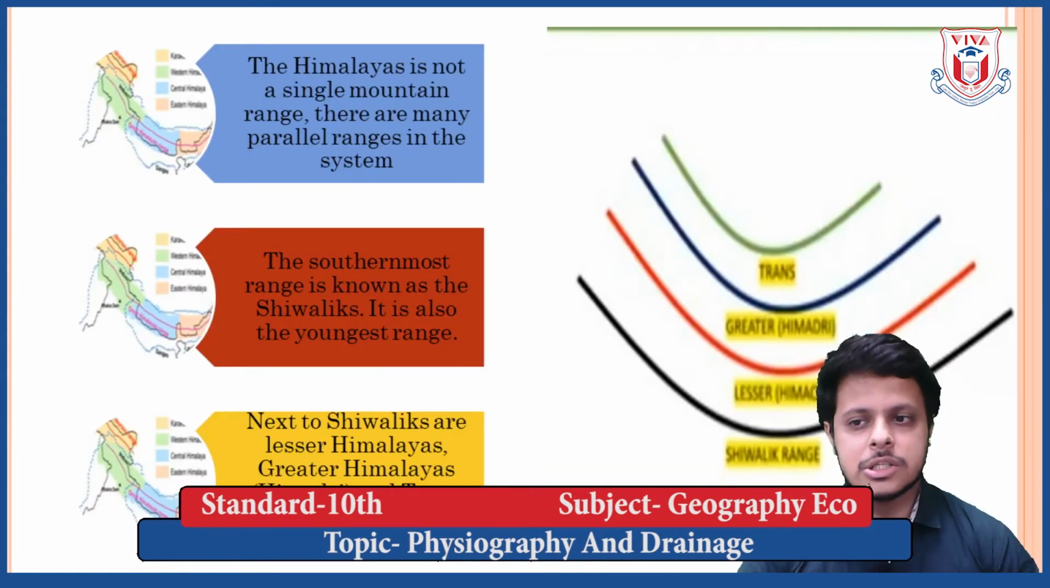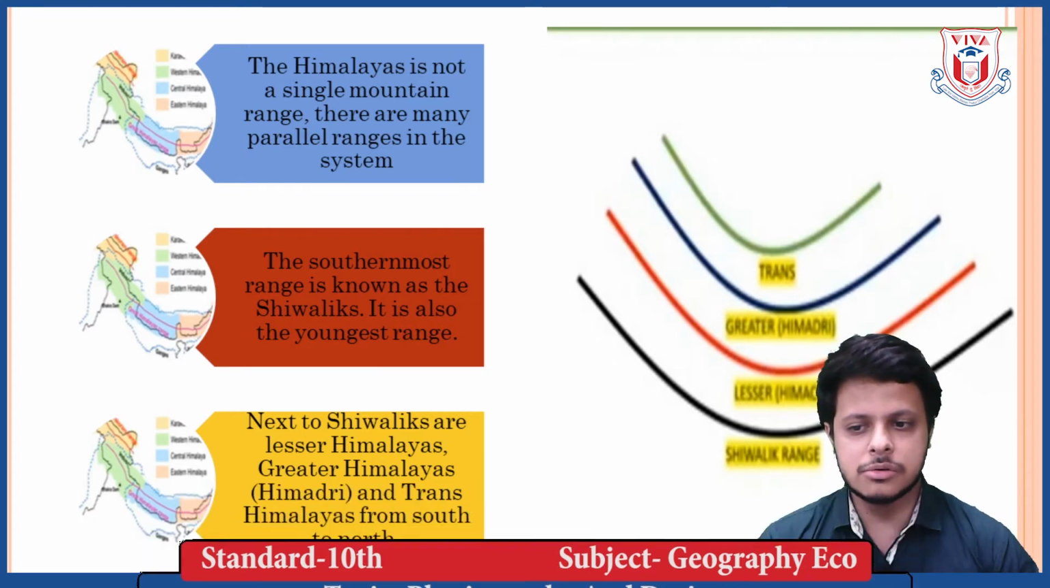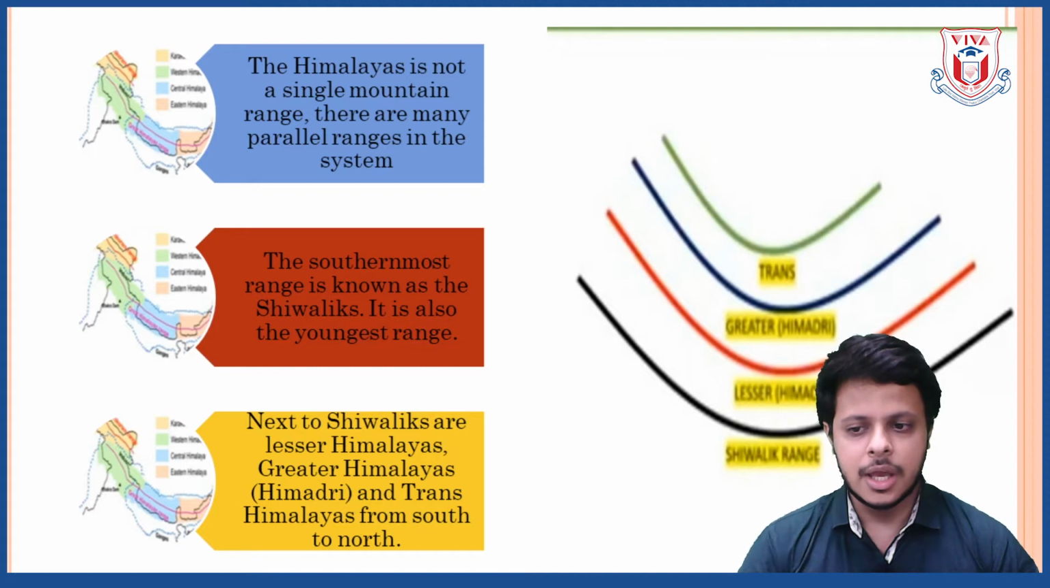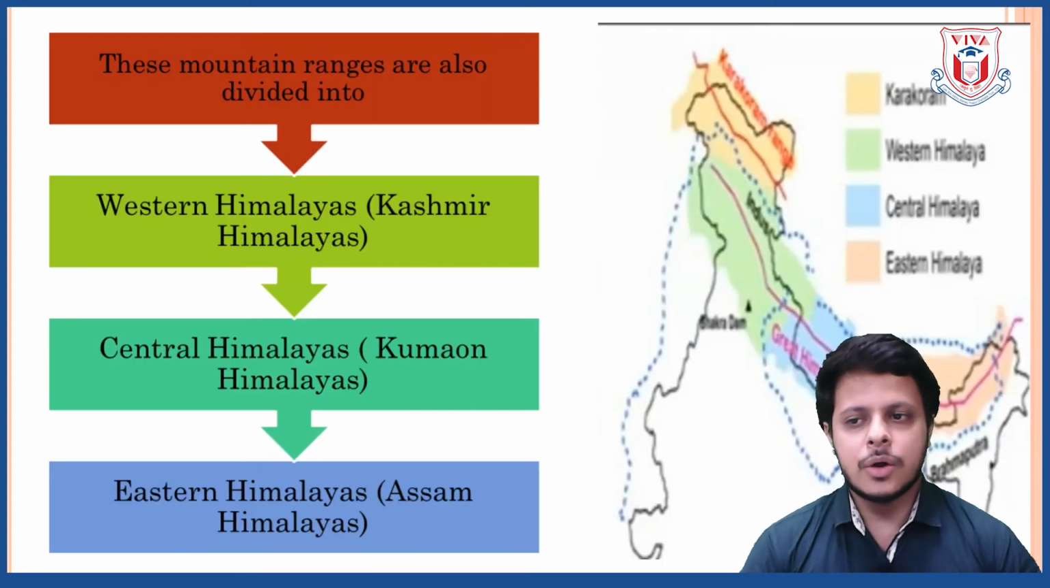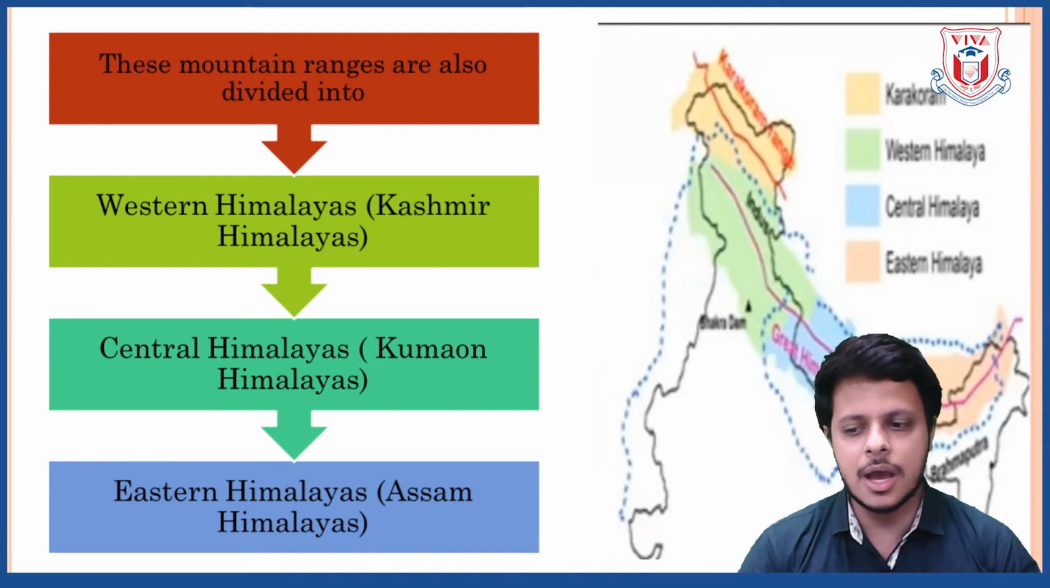The Himalayas is not a single mountain range. There are many parallel ranges in the system. The southernmost range is known as the Shivalik. It is also the youngest range. Next to the Shivaliks are the Lesser Himalayas, Greater Himalayas or Himadri, and Trans Himalayas from south to north. These mountain ranges are also divided into Western Himalayas, also known as Kashmir Himalayas, Central Himalayas or Kumaon Himalayas, and Eastern Himalayas, also known as the Assam Himalayas.